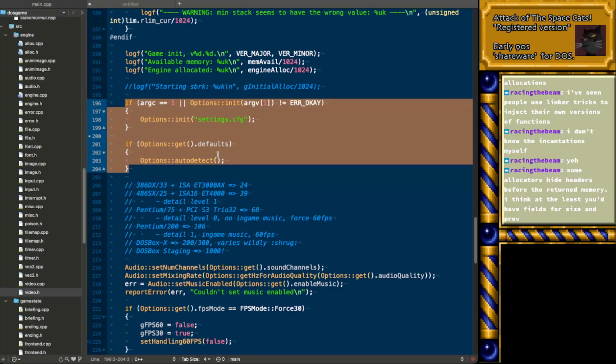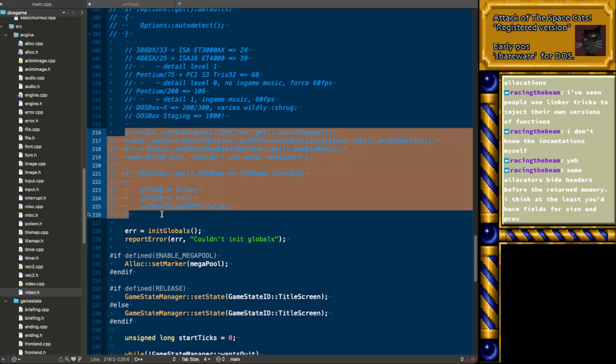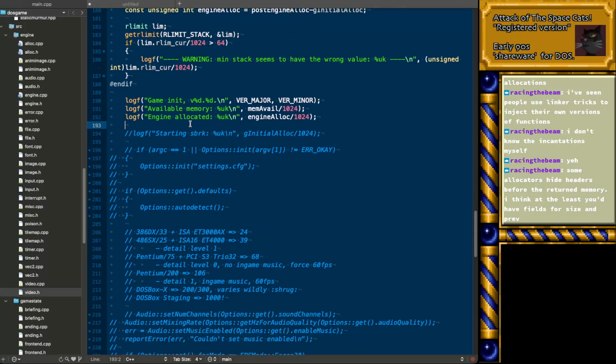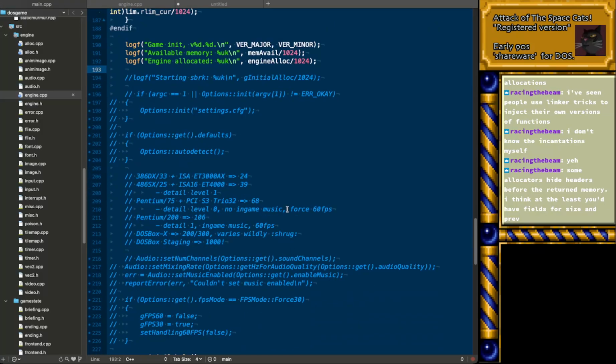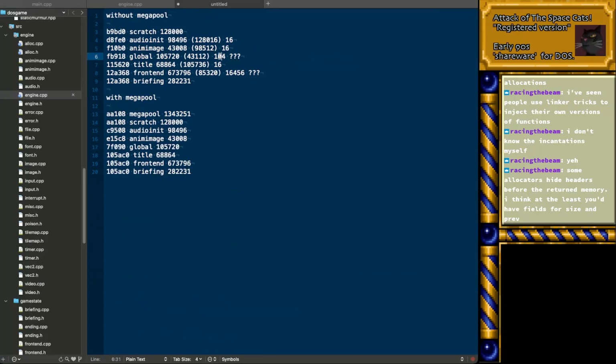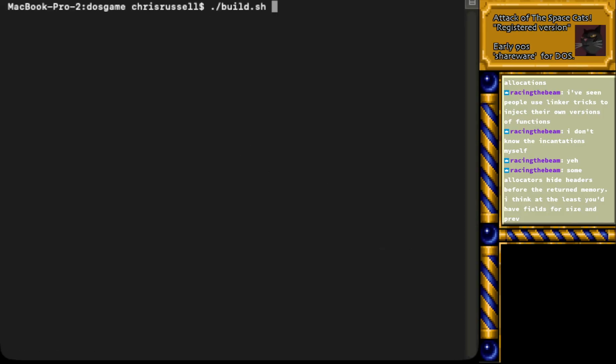But what I was going to suggest though is, I'm willing to bet if I comment all of this out, which means there is still some code, the video init is still happening, but otherwise there is nothing happening in between allocating the anim image pool and the global pool now. So it'll be interesting to see if we still get a 104 byte gap with that code taken out. Some allocators hide headers before the returned memory. I think at least you'd have fields for size and breadth.